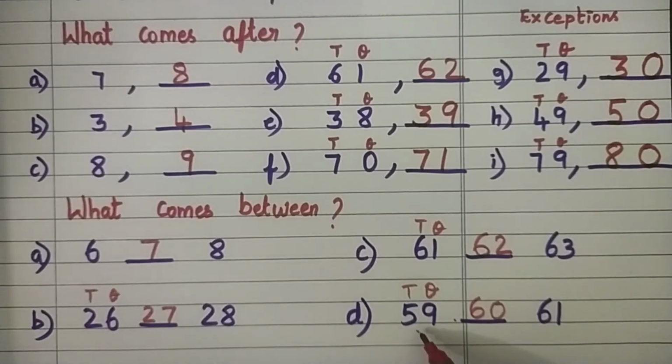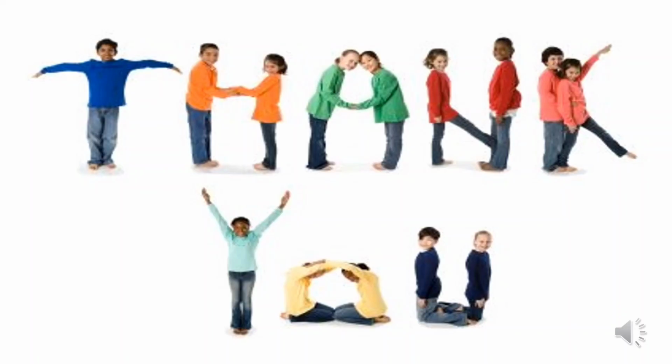I will repeat it again, children. When the number ends with digit 9, we have to change both the digits. So how to change both the digits? First change the ones place. 9 will become a 0 and the tens place 5, write the after number of 5. What is it? It's 6. Now read and check this number, children. 59, 60, 61. Children, I hope you all understand the concept. Thank you, children. Have a blessed day.